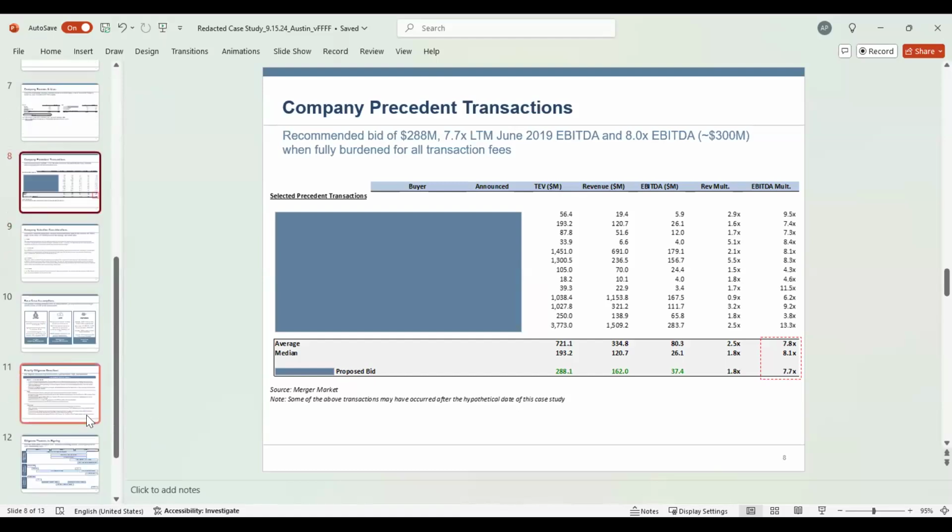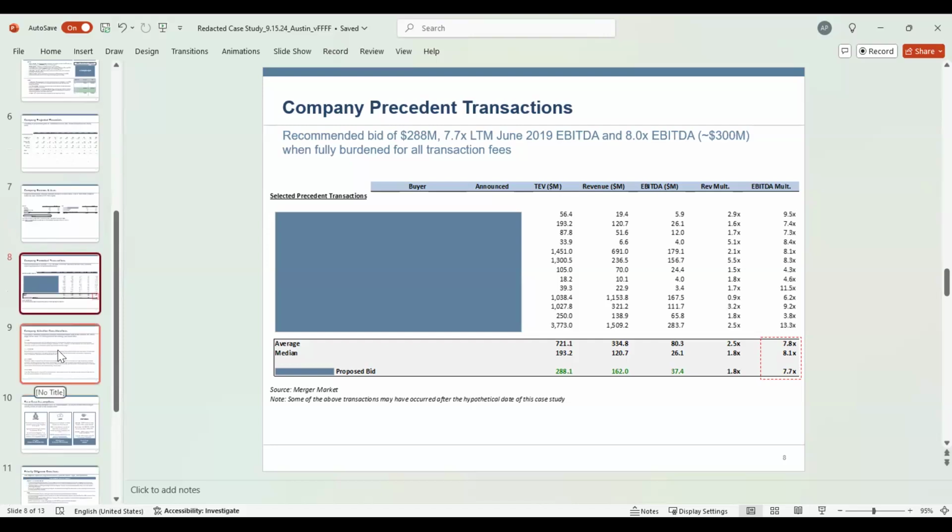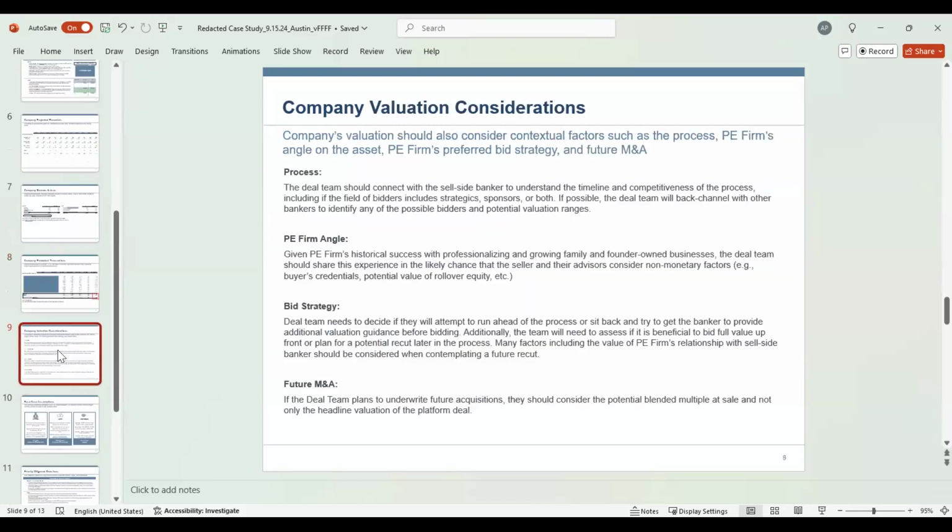All right, a couple more slides here. I'll flip through these quickly. Valuation considerations. Here are a couple other things that I added that aren't quantitative, they're a little more qualitative. Strength of the process, the angle that this firm has, the bid strategy, how do they feel about recuts? What's their relationship with the sell side banker? And then future M&A. How much M&A do you think we're going to do during the hold, and how do you think that's going to blend down our multiple and how we think about multiple?